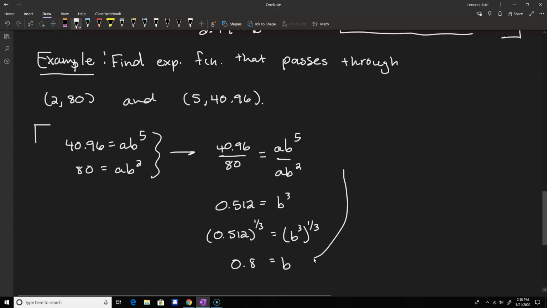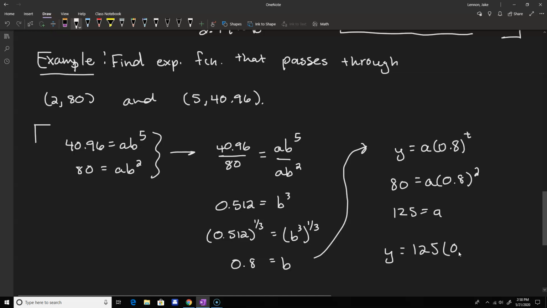And then lastly, we want to go back and find a. So we know y equals a times 0.8 to the t. We can plug in our numbers. I'm going to use 80 and 2. So 80 equals a times 0.8 squared. We divide by 0.8 squared and we get 125 is the value of a. So our answer here is y equals 125 times 0.8 to the t. And there was no rounding here, all of those came out exact.